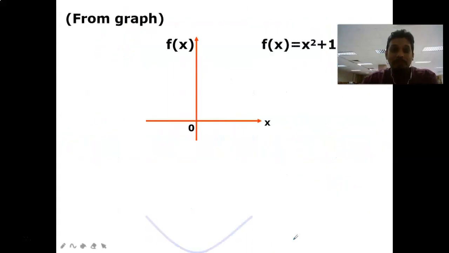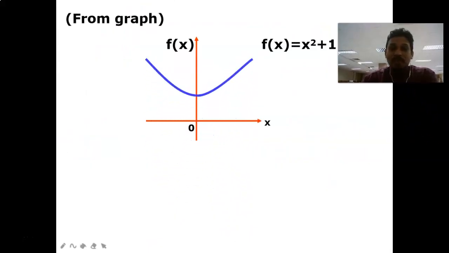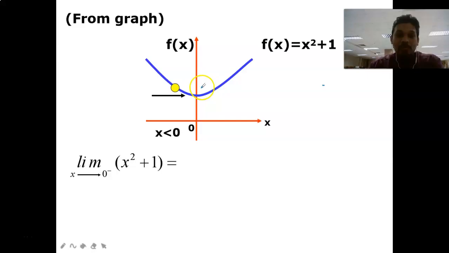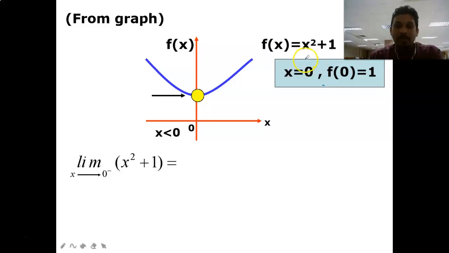Okay, from the graph, this is the graph of x squared plus 1. Okay, the limit as x approaches 0 from the left equals approaching 1. Okay. If x is exactly equal to 0, then 0 squared plus 1 equal to 1.